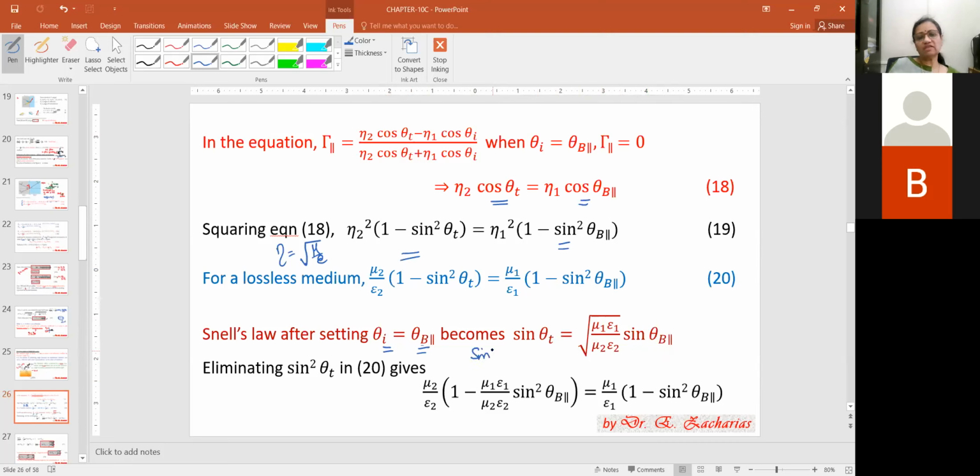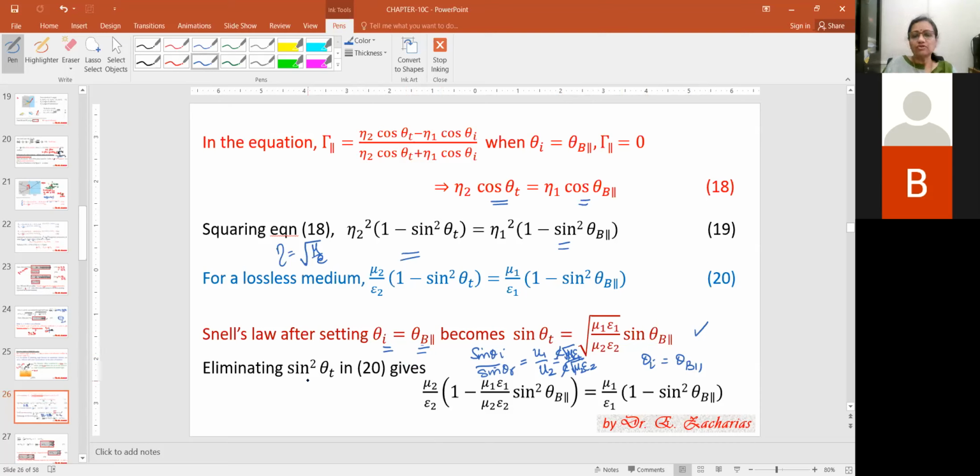Sometime back you wrote sine theta I by sine theta r equal to velocity in the first medium by velocity in the second medium. What is the equation for velocity? It is c into under root of mu 1 epsilon 1 divided by c into under root of mu 2 epsilon 2. C and c will cancel out. So you're getting this. Only thing is, instead of theta I, you will write theta B parallel. So you are writing Snell's law at the polarizing angle.